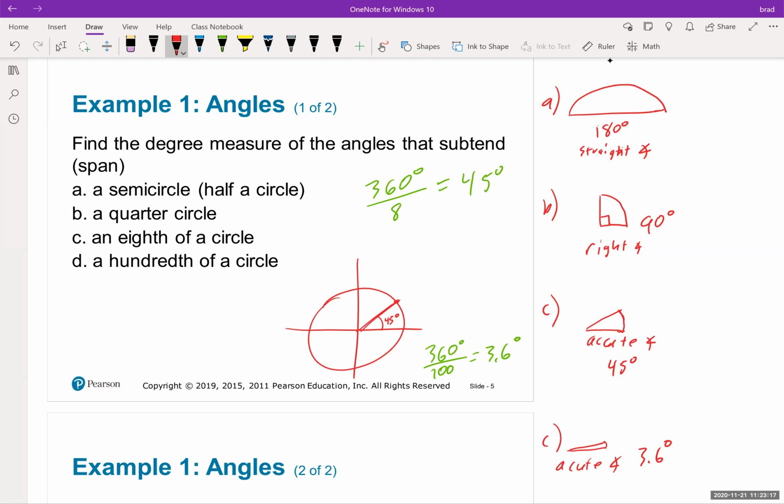That's how you can calculate how much of the circle you have. You think of a circle in terms of 360 degrees, and then whatever part of the circle they want, you divide by it.